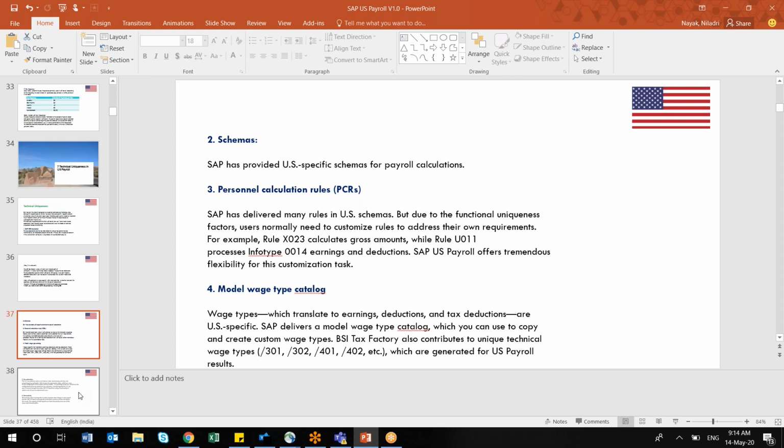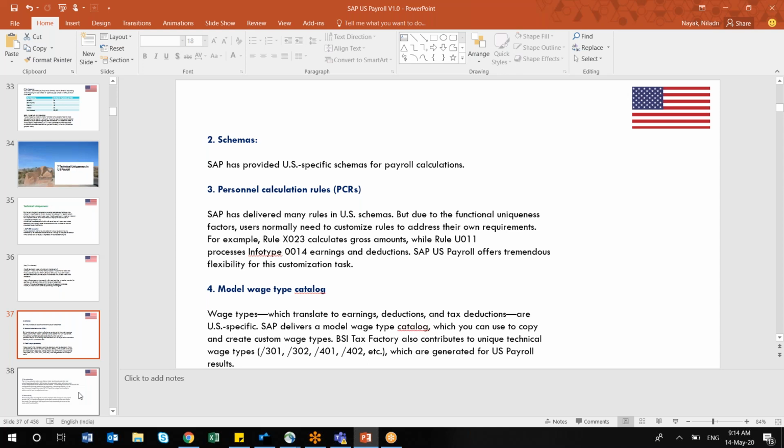Suppose you're using any customization at the BAdI level or any programming level, then if you're moving to EC payroll, you have to do a validation. But when it comes to schemas and PCRs, you can still use whatever you're using in the old legacy system. You can replicate the same thing, directly use those, and test it. Other than that, nothing much.